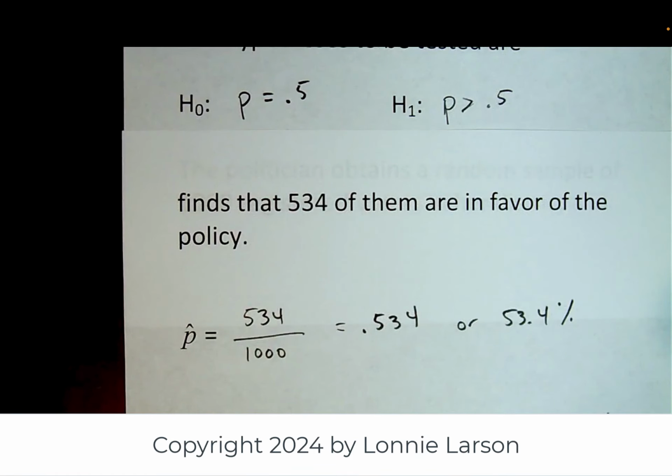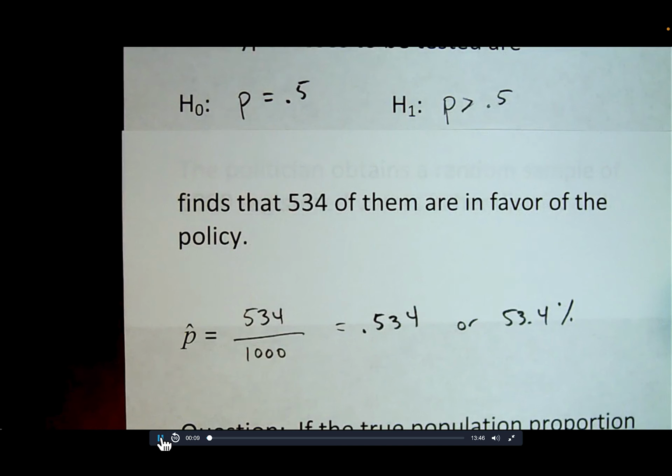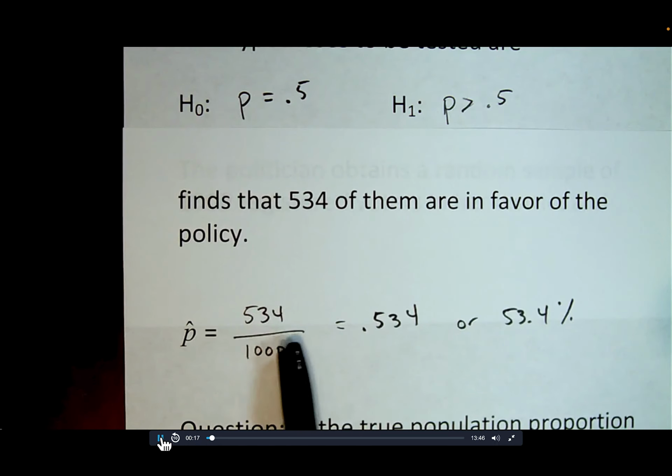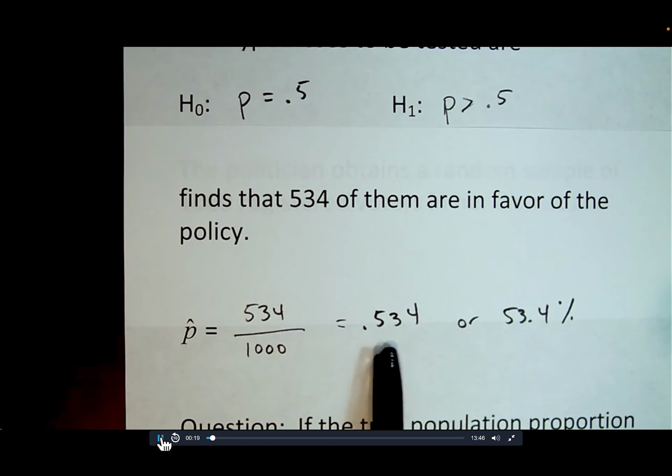Welcome back. So here we are again with our point estimate, our sample proportion of 0.534. Now remember, if we took a different sample of 1,000 people, we'd probably get a different number of them saying they favor the policy, so we'd get a different point estimate. So we can't just say this is the answer for the population. It's just an estimate. We'd get different estimates with different samples.